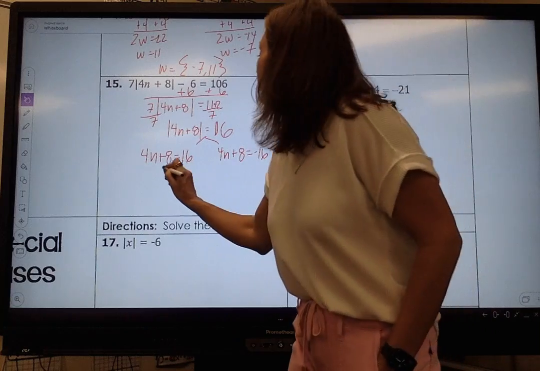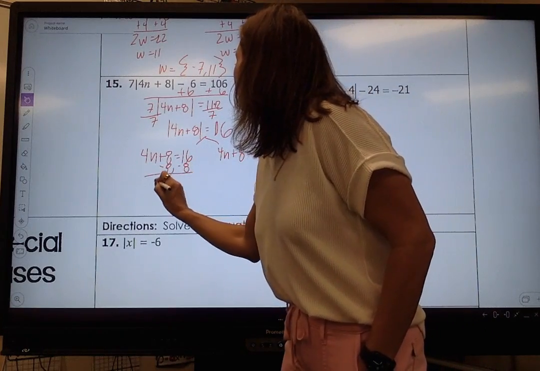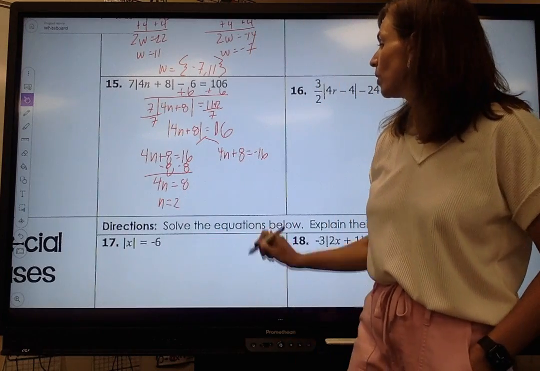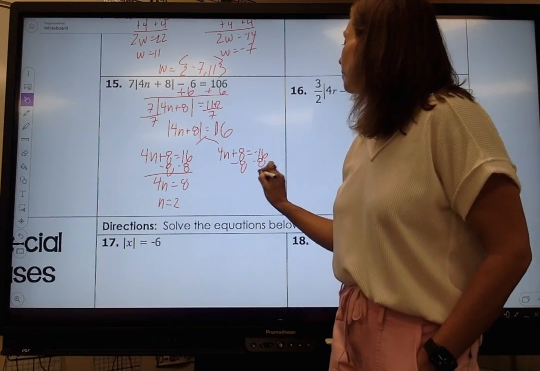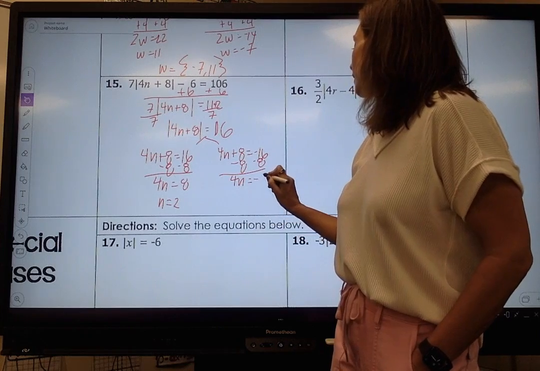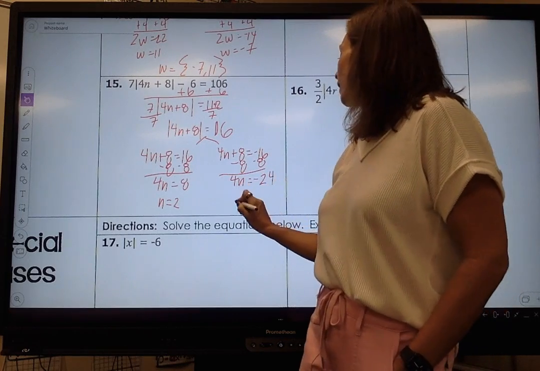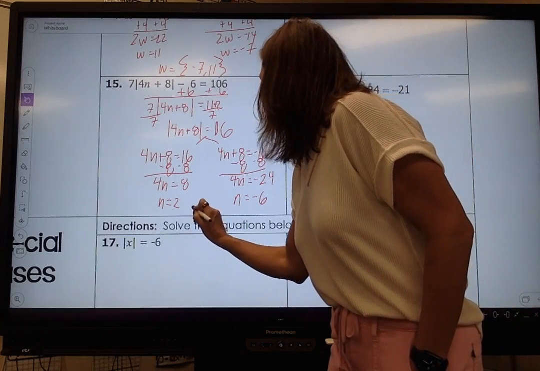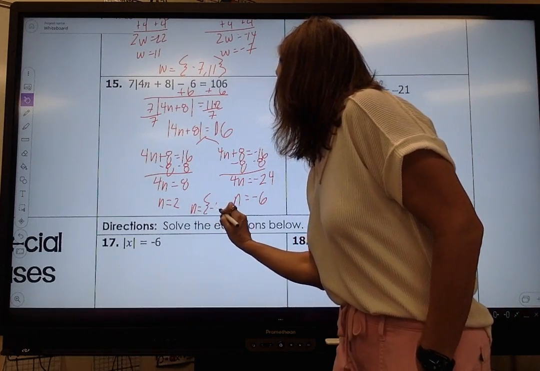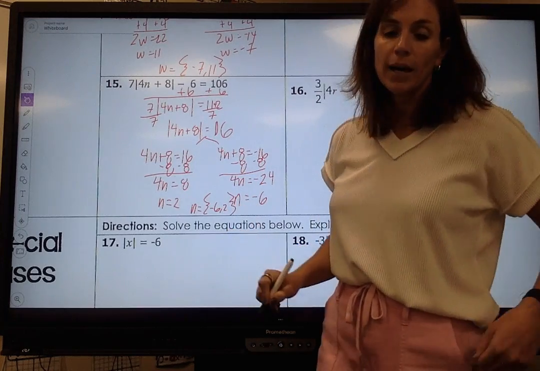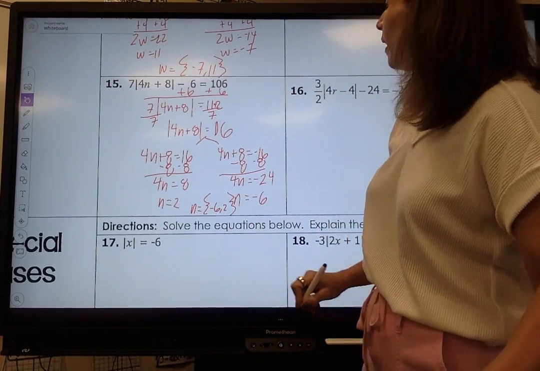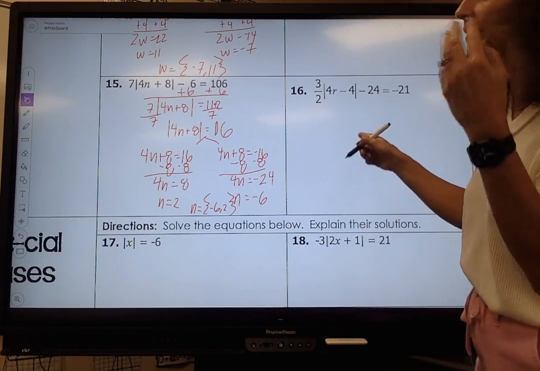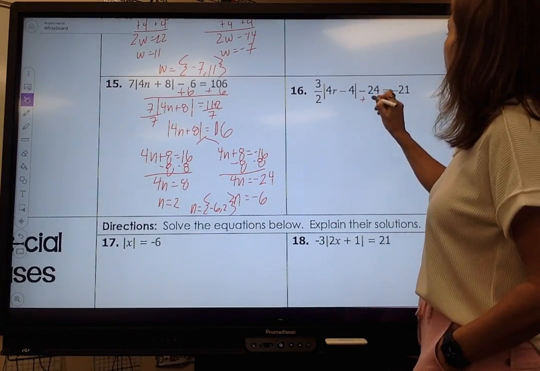And I solve. Subtract 8. 4n equals 8. Divide by 4, n equals 2. Over here, I subtract 8. 4n equals -24. n equals -6. And then I do brackets. n equals least to greatest, -6 to 2, and then I move on. Now, let's do number 16, because I love a fraction. So I'm going to get rid of your constant term.